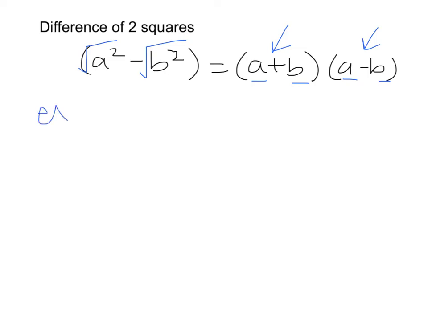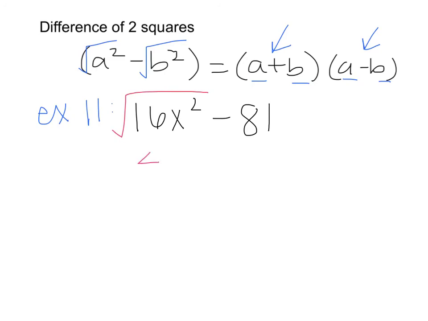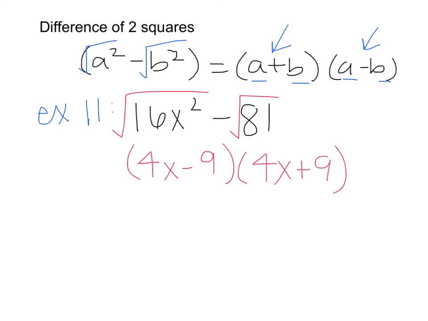So let's look at example 11. In example 11, I give you 16x squared minus 81. So I have two terms, good. In the middle is a minus sign, so it's probably going to be a difference of two squares. So let's take the square root of 16x squared, and that gives me 4x. Take the square root of 81, and that gives me 9. One of them is going to get a minus sign. The other one gets a plus sign. And that's how you factor 16x squared minus 81.